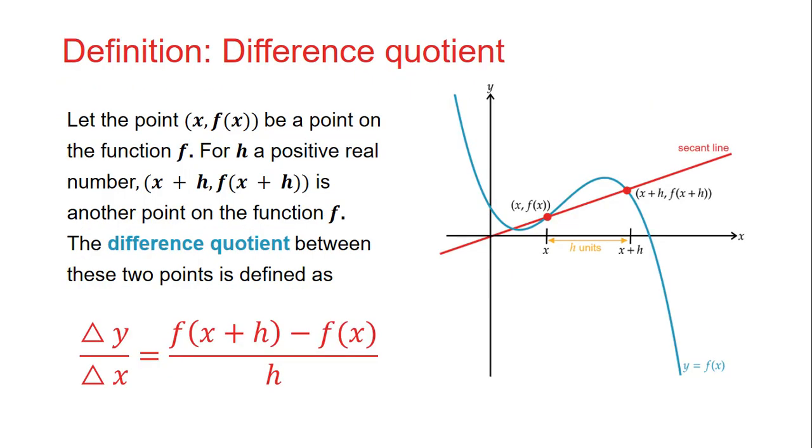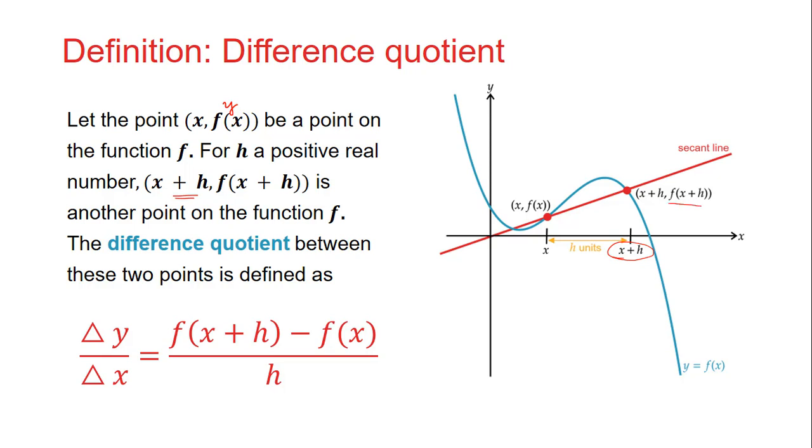And it's just a different way to frame this whole concept. Here we let f of x, remember f of x is just another name for y, so f of x is 1 point on the function f. And for h a positive real number, so h is some number, we're going to add h to our x. So when we do that, we get a new value of x, which is x plus h. And then the corresponding y value at that point is f of x plus h.